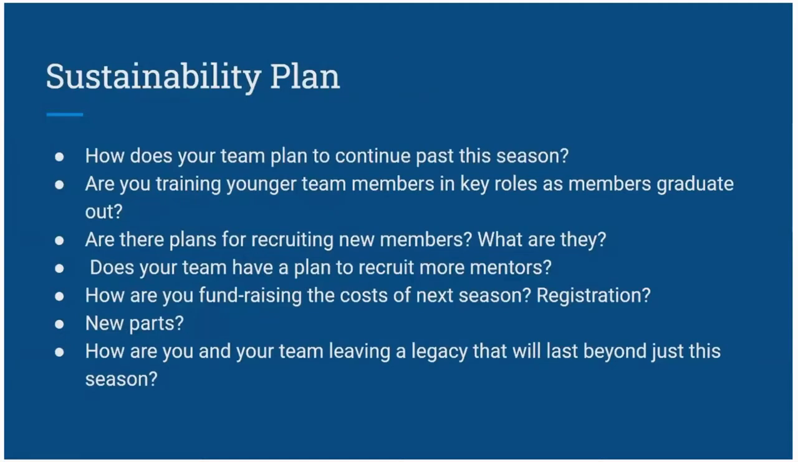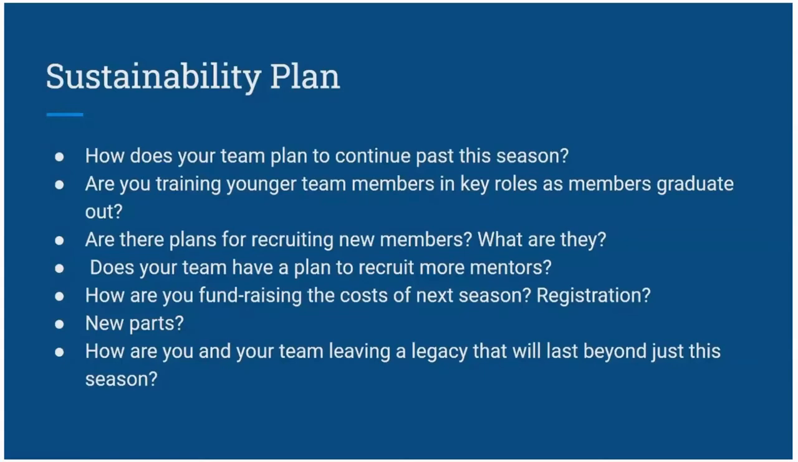Something that you might want to put in your notebook is your team's sustainability plan. This will basically be about how your team will continue past just this one season. This will include things like if you're training younger team members in key roles as members graduate out, and are there any plans for recruiting new members and what they are? Does your team have a plan to recruit more mentors if necessary? And how are you fundraising the cost of the next season? This will include things like registration fees or new parts. And how are you and your team leaving a legacy that will last beyond just this season?